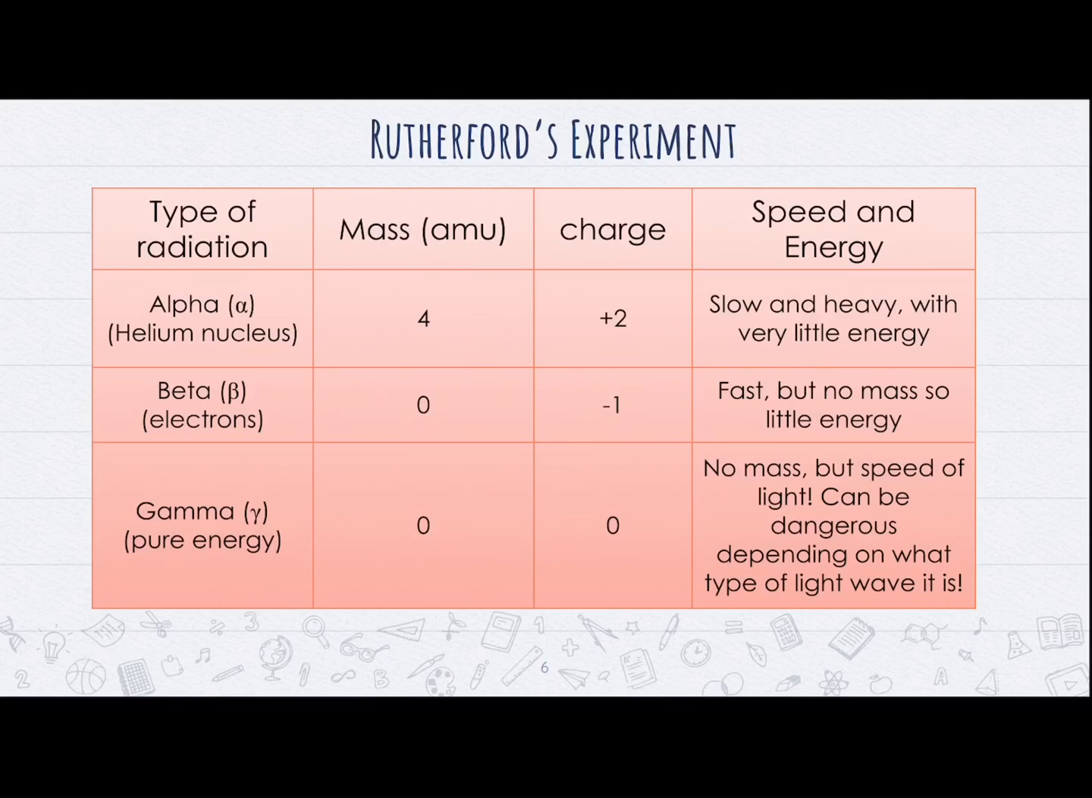Neutrons in the nucleus use strong nuclear force to pull protons together. Here's a chart to summarize Rutherford's findings. Alpha is going to be really slow with little energy, and then we have gamma all the way at the bottom, which has no mass, but it's the speed of light. It's going to be dangerous depending on what type of light wave it is.